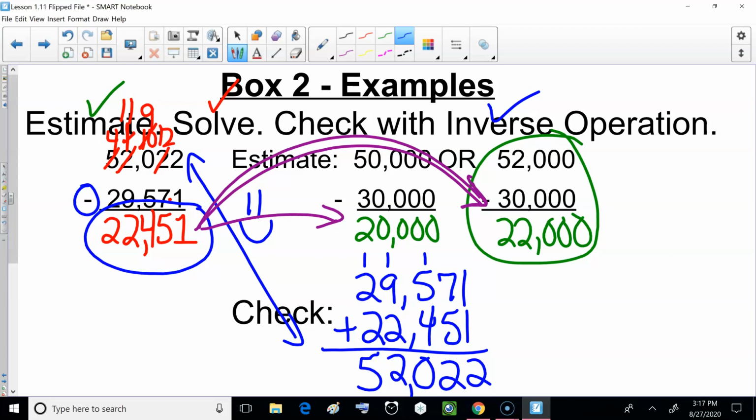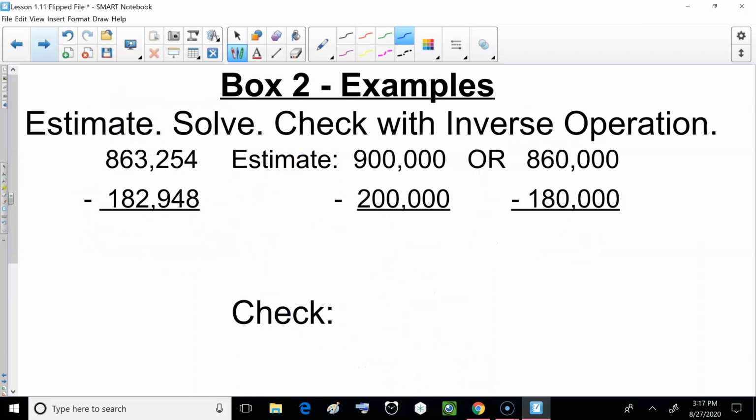We had numbers that were to the 10,000 last time through subtracting. Now we're subtracting even bigger numbers that go to the 100,000 place value. So our rule again: estimate, solve, check with inverse operation.